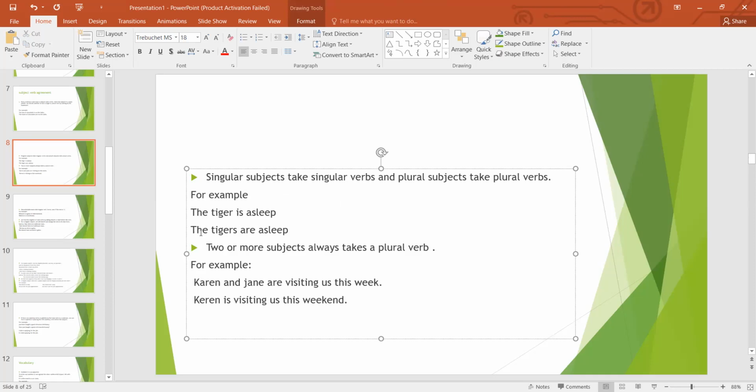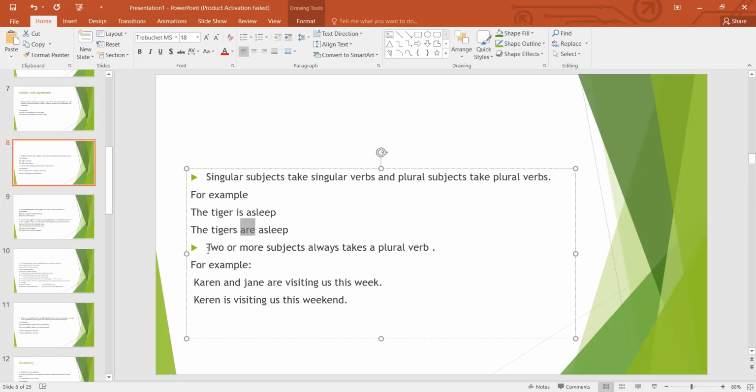But in the second example, the tigers are asleep. So here we mention many tigers, which is plural, right? So tigers is a plural subject. So that's why we write a plural verb. So now you can be clear: the singular subject, tiger, takes the singular verb is, and the plural subject, tigers, takes the plural verb are.